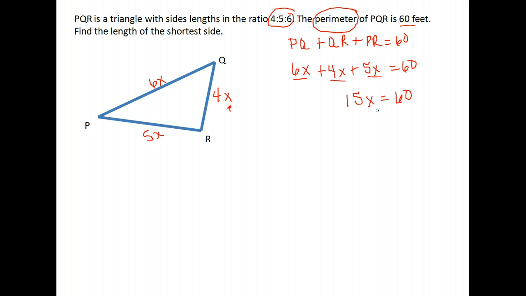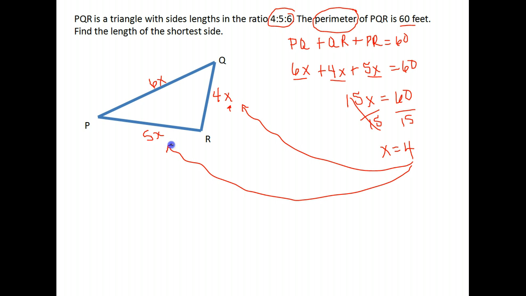We want to go ahead and solve this equation. It's 15 times x equals 60, so we do the opposite of multiplication and we divide. 60 divided by 15 gives us 4. Our x is 4. Okay, so that's the common factor they all have in common. This side is 4 times that number. Our next side is 5 times that number. And our final side is 6 times that number.